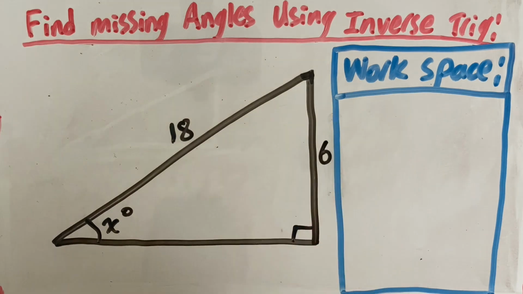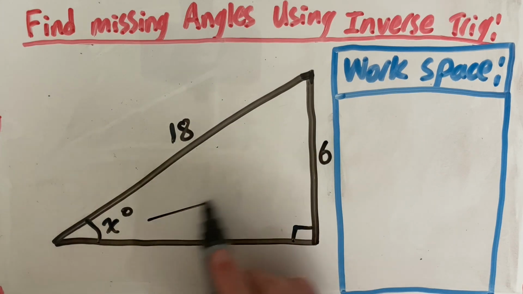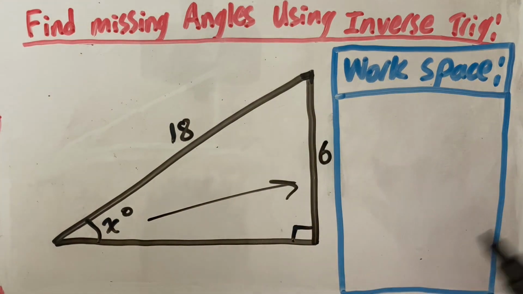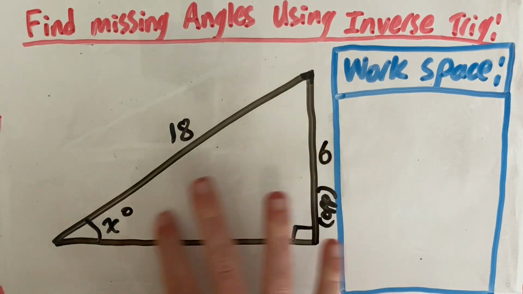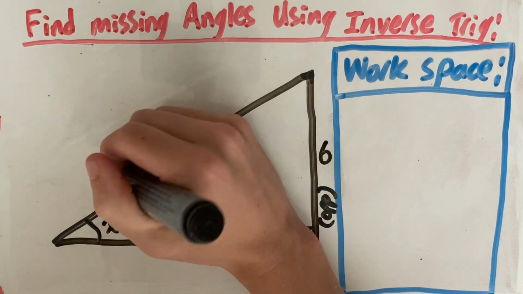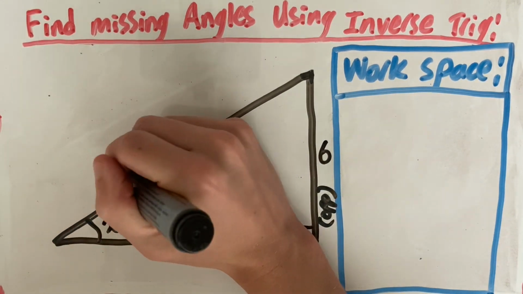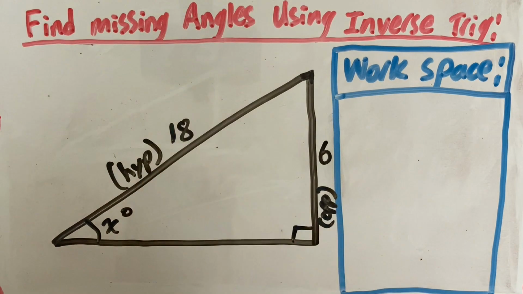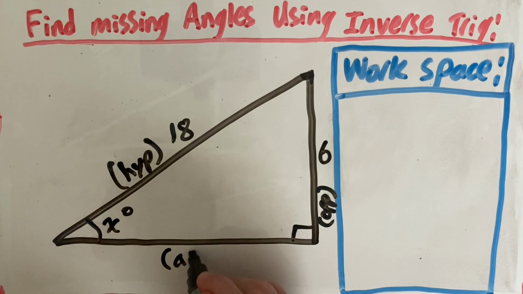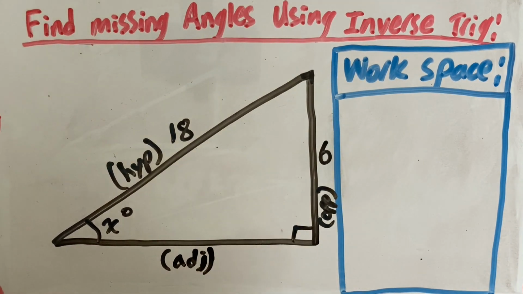So the first thing you want to do is recognize the sides of your triangle. Directly across from your angle will be your opposite side. So that's the side where the 6 is on. And then your hypotenuse is always the longest side of the triangle or directly across from the right angle. So in this case, it's the side that has a length of 18. And that leaves our adjacent side being the side that has no measurements.